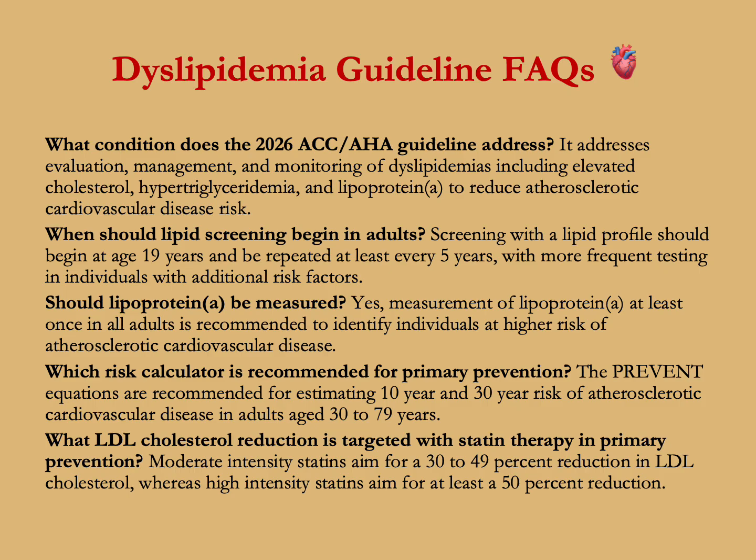Should lipoprotein A or Lp(a) be measured? Yes. Measurement of Lp(a) at least once in all adults is recommended to identify individuals at higher risk of atherosclerotic cardiovascular disease. Which risk calculator is recommended for primary prevention? The Prevent equations are recommended for estimating 10 and 30-year risk of atherosclerotic cardiovascular disease in adults aged 30 to 79 years.